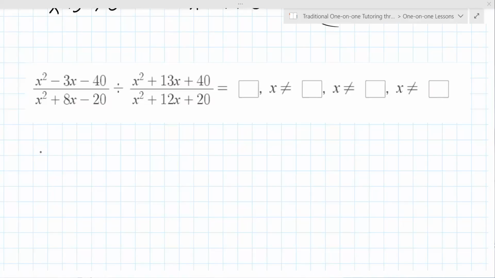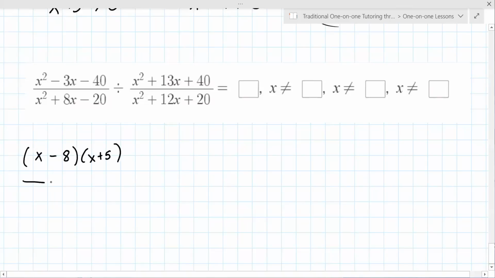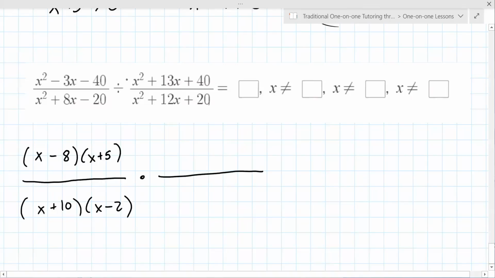So the one up here is x minus 8, x plus 5. And then the one on the bottom is x plus 10, x minus 2. Now I would like you to factor one or the other. It doesn't matter to me, but could you choose one, top or the bottom here? I can do the factor bottom.